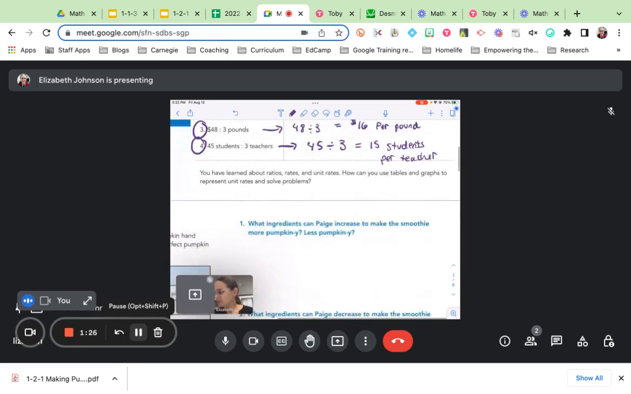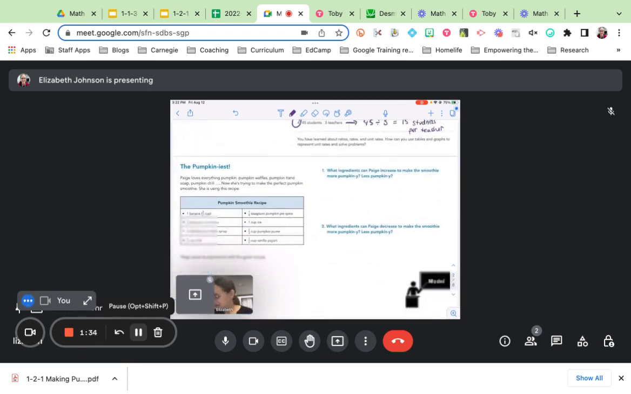An essential question we're going to answer today is how can we use tables and graphs to represent unit rates and to solve problems? Well, let's get started on that.